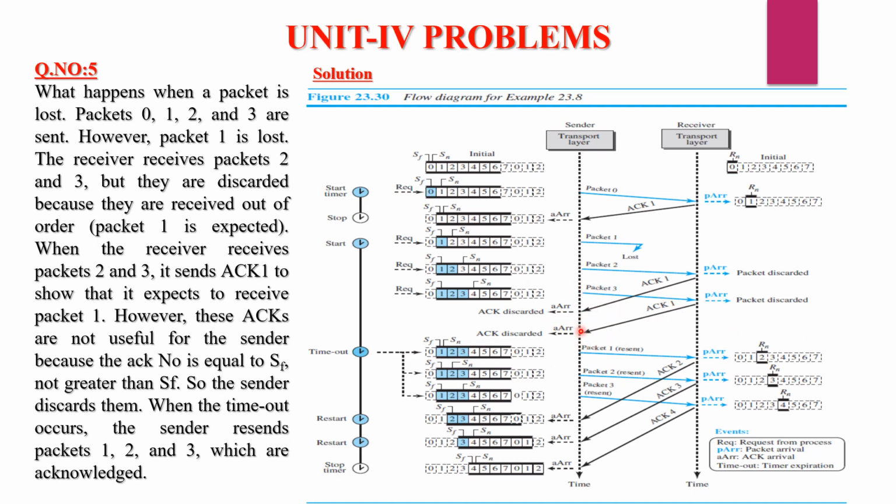However, these acknowledgements are not useful for the sender because the acknowledgement number is equal to SF and not greater than SF. So, the sender discards them, and the timeout occurs. The sender resends packets 1, 2 and 3, which are then acknowledged, right. So, we will go to the next problem, right.